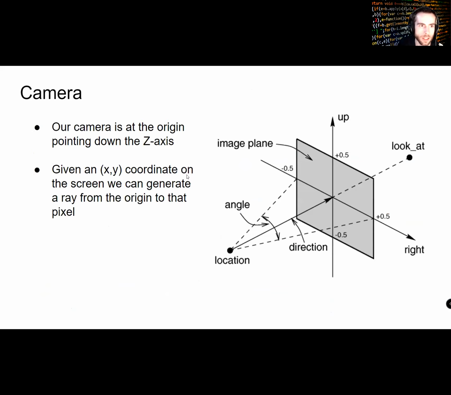Cool. So let's talk about our camera model. Our camera is going to be at the origin and pointing down the z-axis. I'm using a left-handed coordinate system. There's left-handed and right-handed. For left-handed, your thumb is your x-axis, your pointer finger is your y-axis, and your middle finger is the z-axis. So that's how you can visualize our camera. We're at the origin, pointing down the z-axis, and then we have our image plane. Given an XY coordinate on the screen, we can generate a ray from the origin to that pixel.